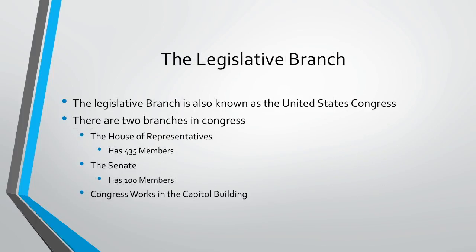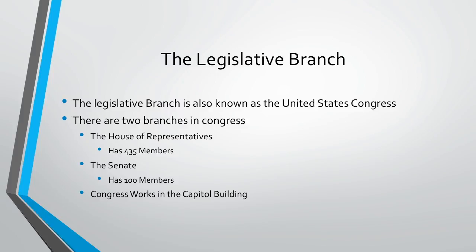The next branch we're going to talk about is the legislative branch. The legislative branch is also known as the United States Congress, and there are two branches in Congress, or houses. The House of Representatives, which has 435 members, and the Senate, which has only 100 members.